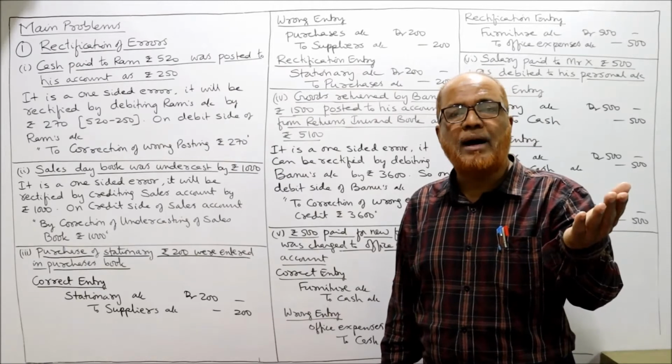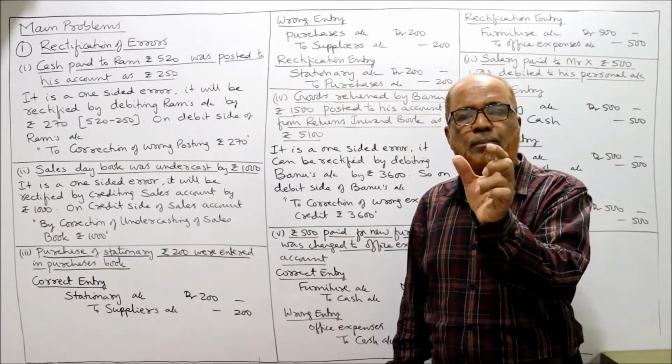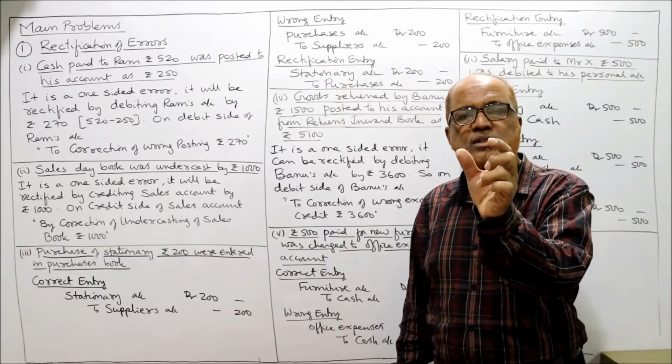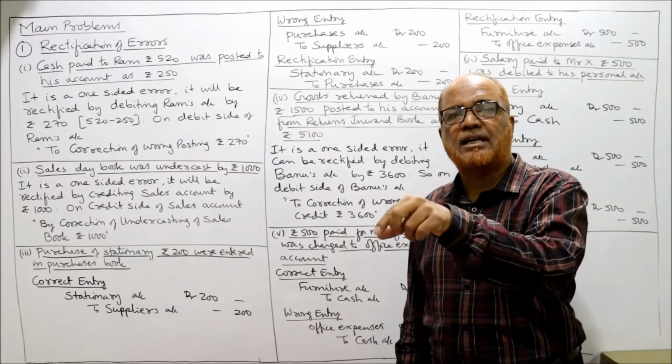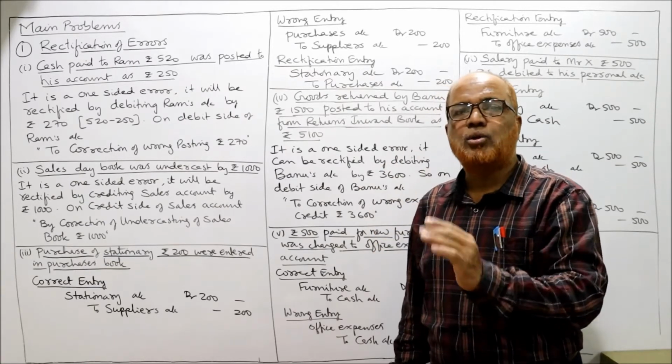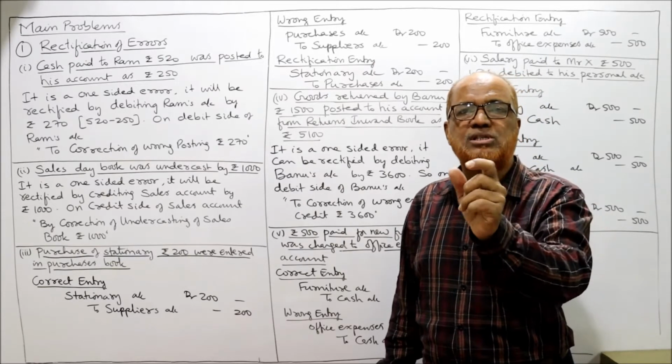We debit Banu's account. It's a one-sided error, because the error is there only in Banu's account. Banu's account should have been credited by 1,500. By mistake, it is credited by 5,100. So Banu's account should be debited now with rupees 3,600.